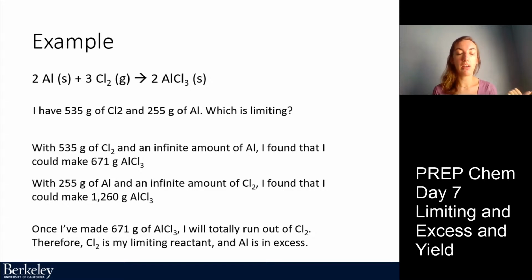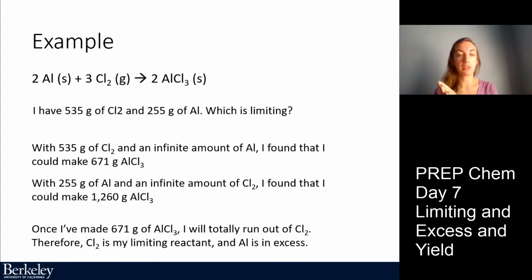A couple slides ago, I converted to moles, I used my stoichiometric ratios, and then I converted back to grams, and I had figured out that I could make 671 grams of AlCl3 if Cl2 was limiting. Now let's pretend that aluminum is my limiting reactant. I'm not going to worry about chlorine. If I'm going to use up all of my aluminum, how many grams of AlCl3 can I make?